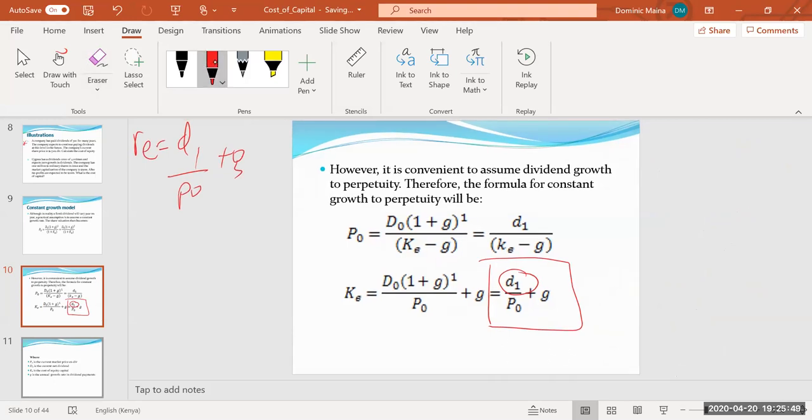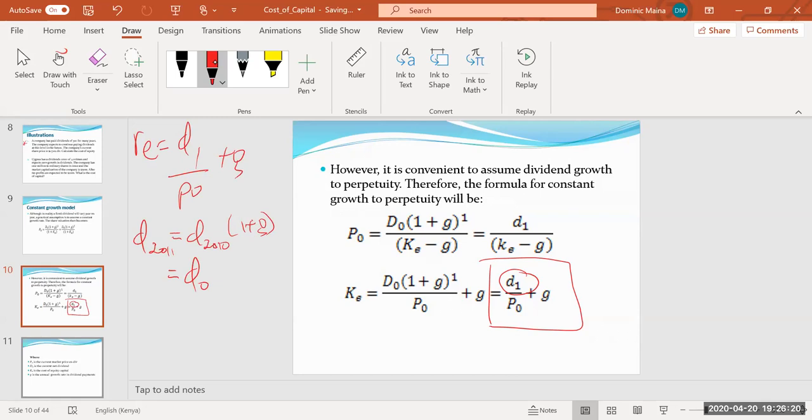That D2011, if you remember, was equal to D2010 times 1 plus G. So assuming that our beginning year, the year that you are in, is the year 2010, then here we can say 2010 is our D naught, the beginning. The most recently paid dividend was paid in the year 2011, therefore this is our D naught.